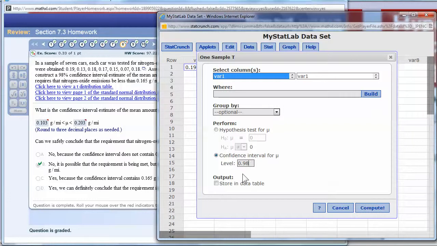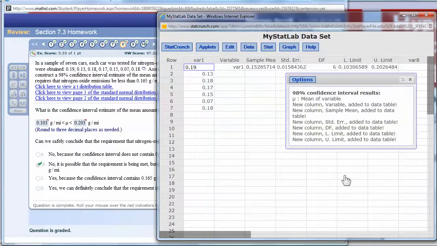I want a 98% confidence interval. I'll go ahead and store this right back into my set, hit compute. So this should be my lower limit and this should be my upper limit. Now what's all this other stuff, this standard error and this degree of freedom and the sample mean? Well, it took the data, calculated the summary statistics. Which summary statistics would it need? Think about that. We'll go find out right now.